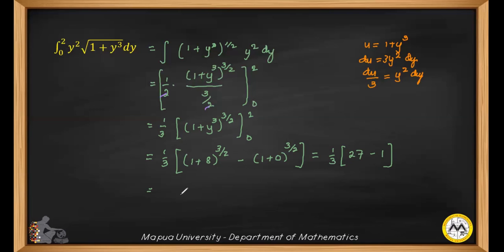1/3 of 27, oh sorry, 27 minus 1 is 26. So this will give us 1/3 times 26. Hence, the definite integral of y squared times the square root of 1 plus y cubed dy, evaluated from 0 to 2, is 26/3.